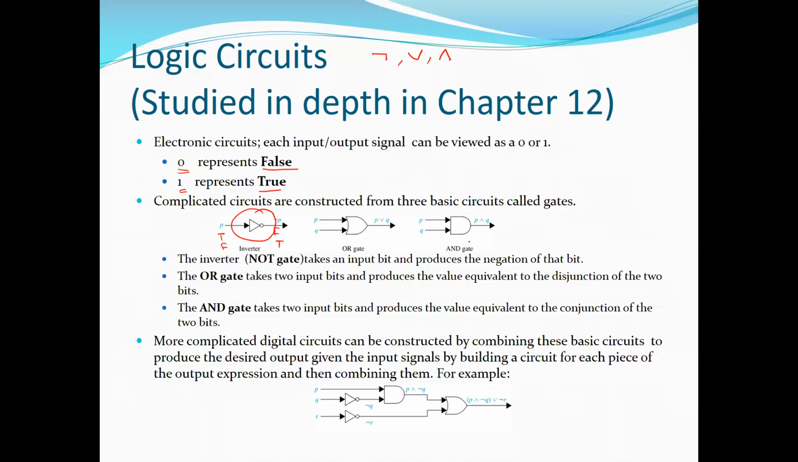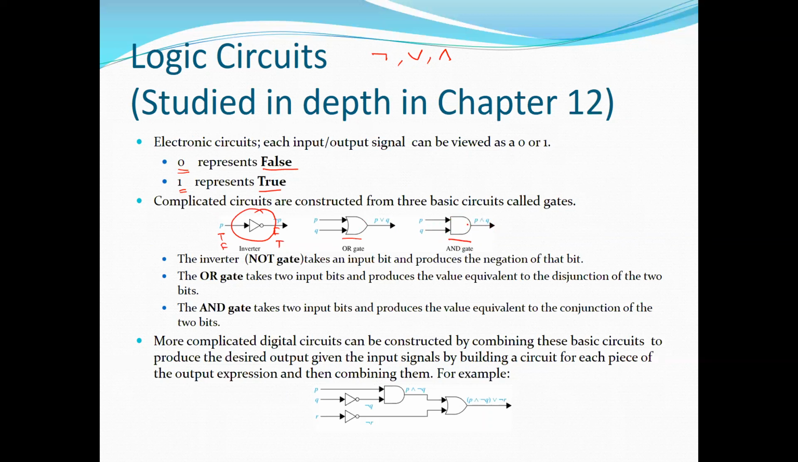Clear? This represents the AND gate, right? There is a slight difference between the symbols. So this is AND, this is OR. Remember this. We'll be using this later in this course as well. This also has two inputs, P and Q, and it gives the output R, right? P and Q.